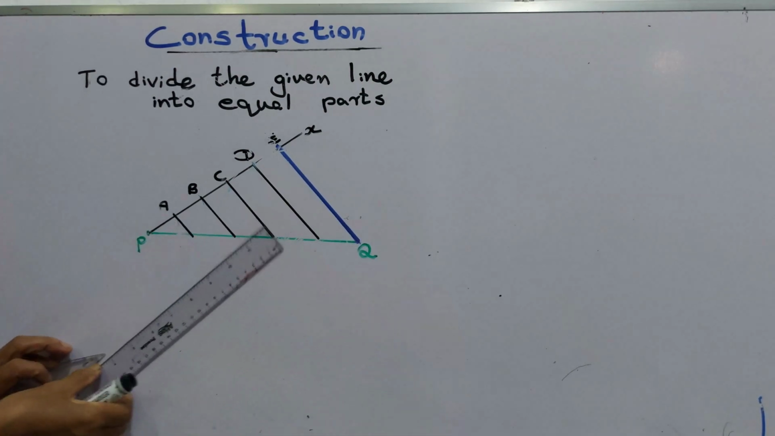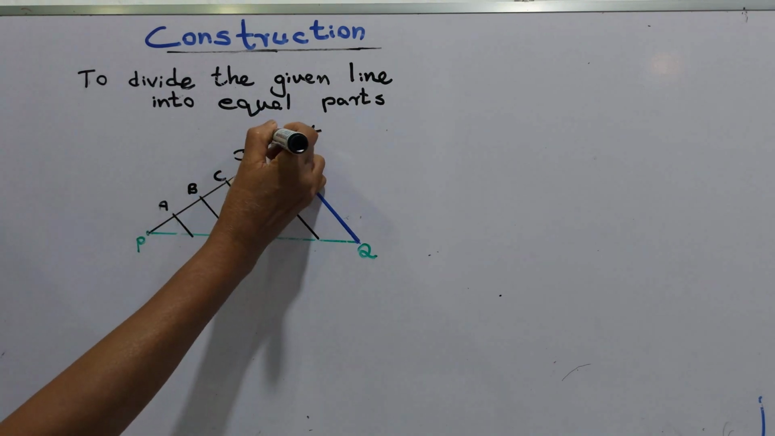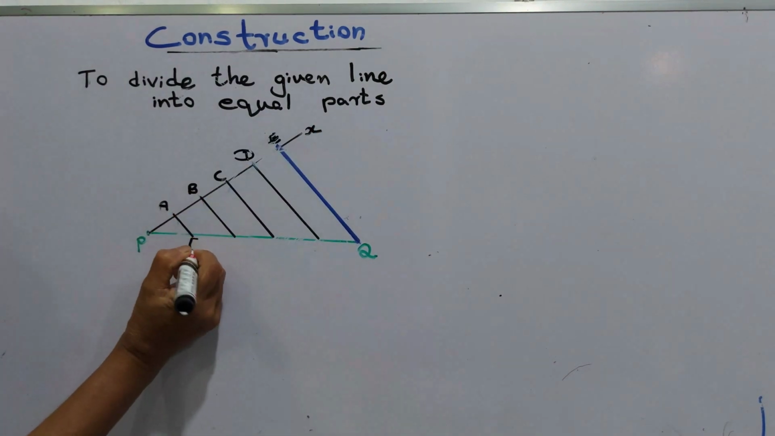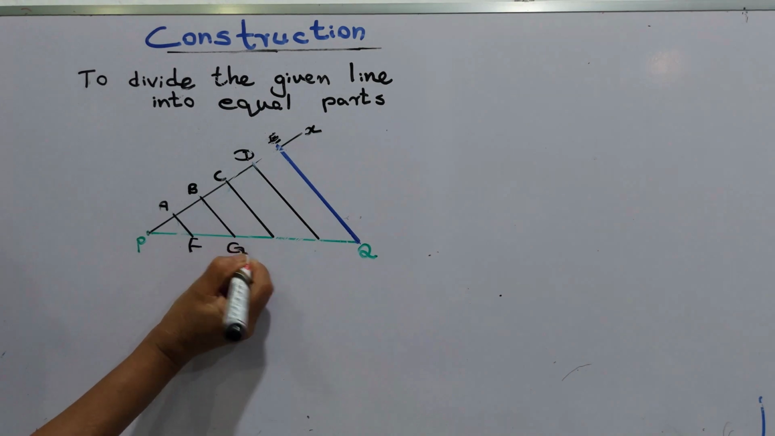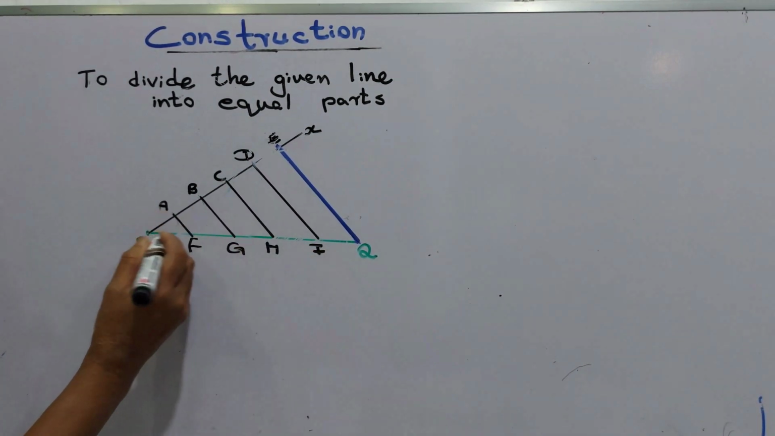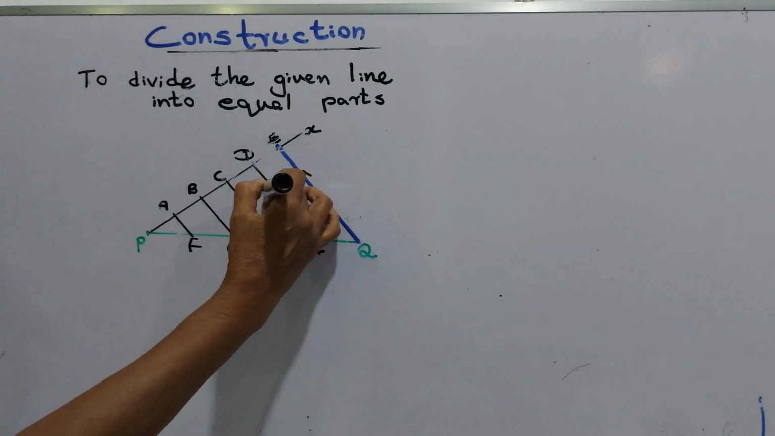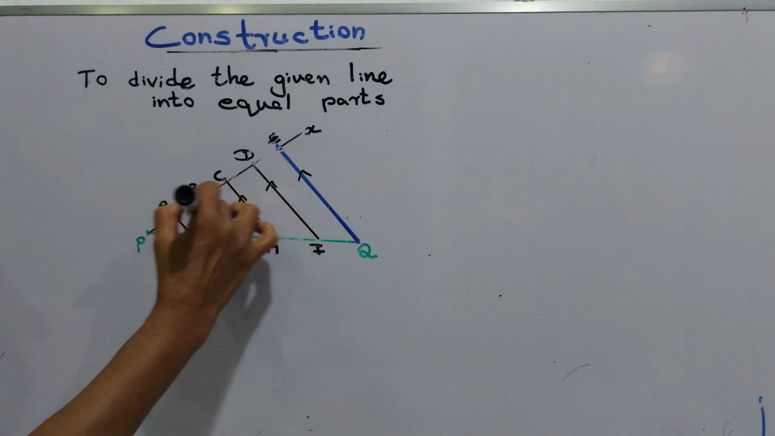We'll name these as F, G, H, I. Now, these are parallel lines. All are parallel lines.